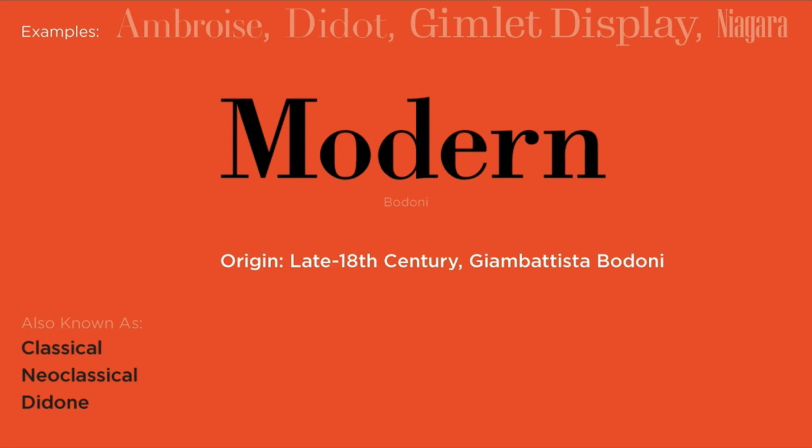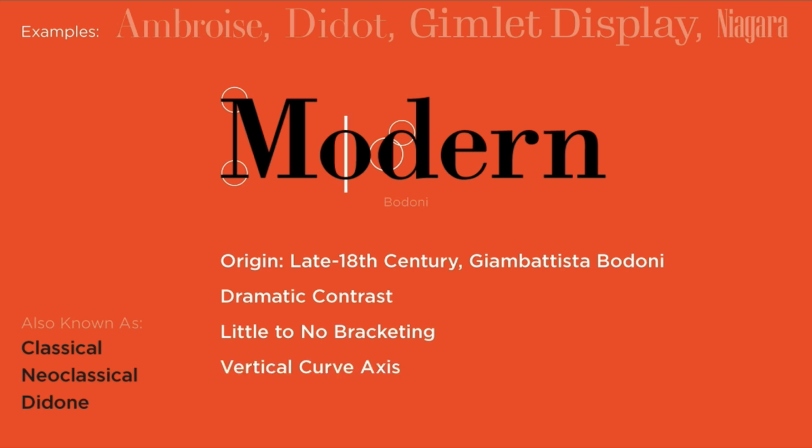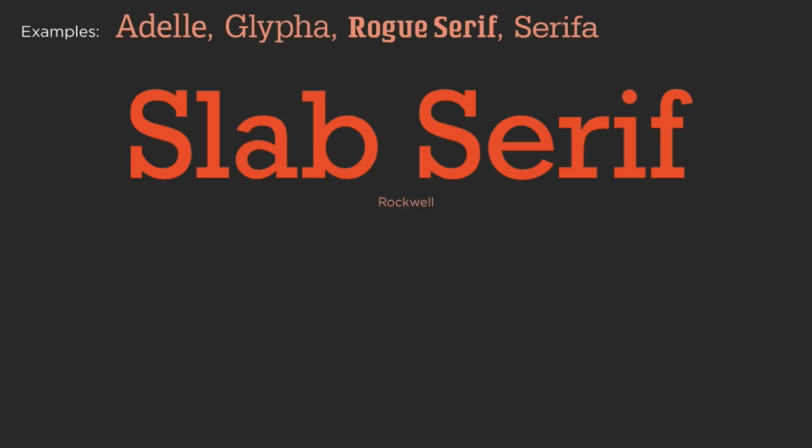This style, by whichever name you choose to call it, is characterized by a dramatic, abrupt contrast in stroke thickness with little to no bracketing. The axis of curved strokes is typically vertical, and many stroke terminals end in a rounded shape evocative of pen and ink hand lettering techniques.